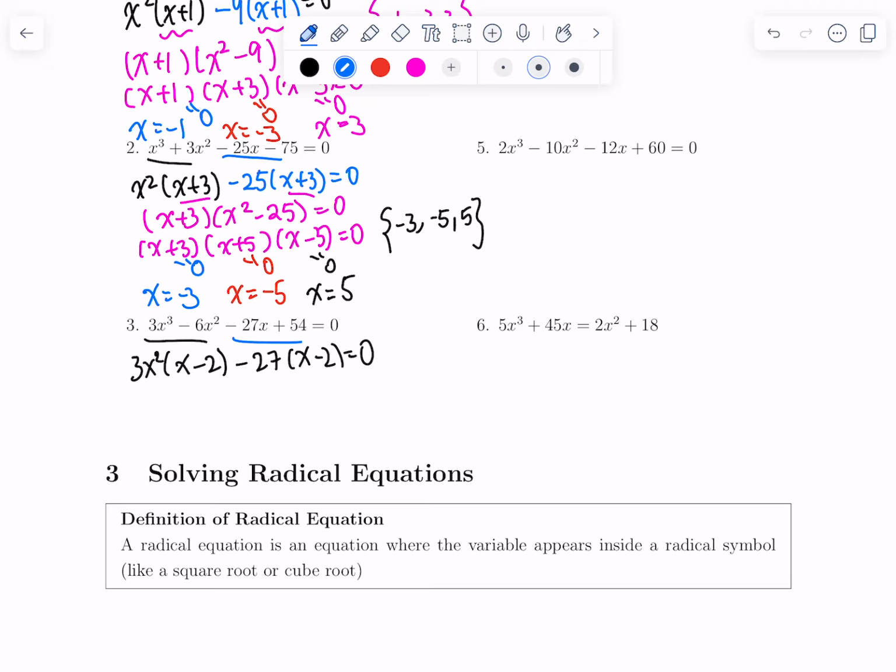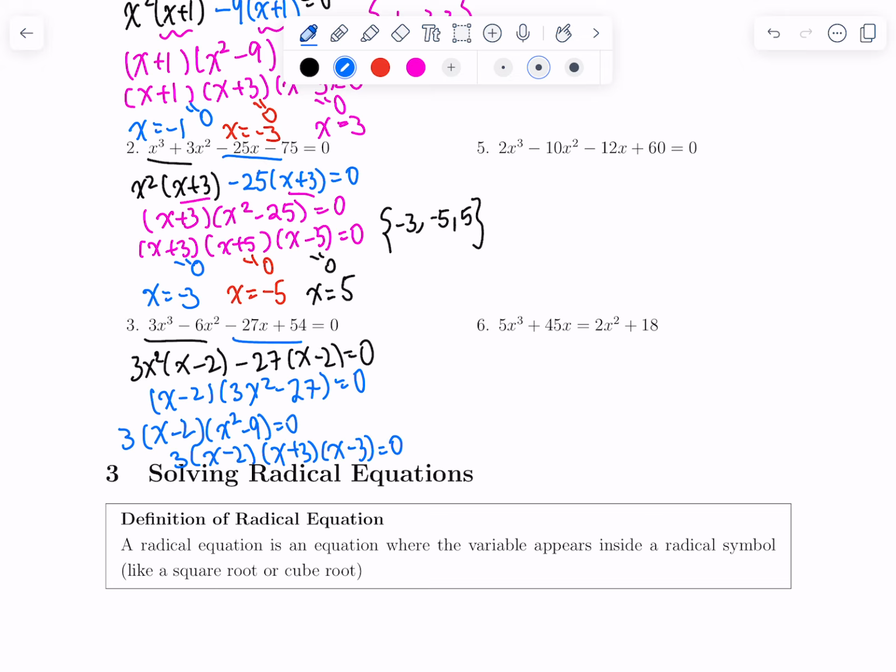So we have x minus 2 times 3x squared minus 27. You can factor it out a little bit. So 3x squared minus 27, you can find the greatest common factor by 3. So we have x minus 2 times 3 times x squared minus 9 equals 0. X squared and 9 are both perfect squares. So we have 3 times x minus 2 times x plus 3 times x minus 3.